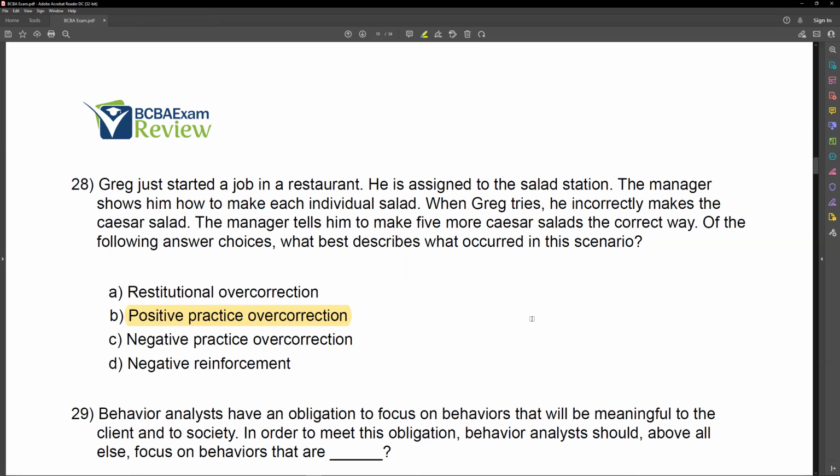If the manager told him to make the salad 5 times and then clean up the station and make it look nicer than it was before, that would be restitutional, but the manager told him to engage in the target behavior the correct way 5 times. Therefore, we are looking at positive practice overcorrection. Positive practice overcorrection is obviously a punishment procedure. Negative reinforcement is not what we're looking at.